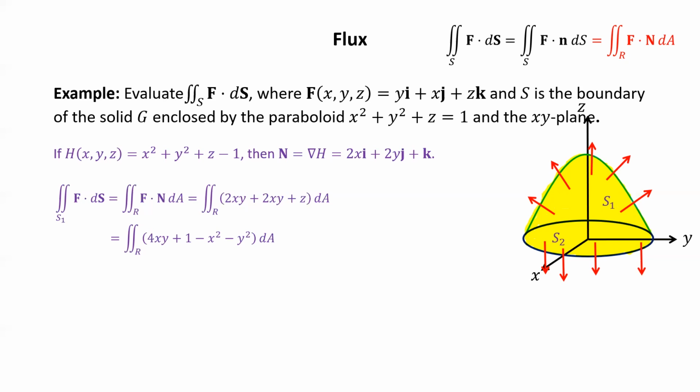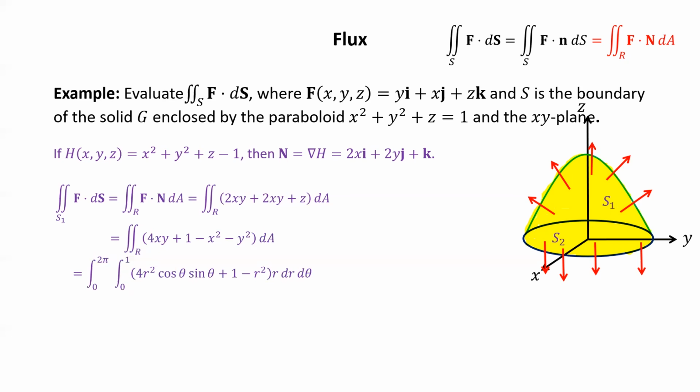And now we have to replace z by what it is in terms of x and y. Well, z is 1 minus x squared minus y squared. So we'll go ahead and do this in polar coordinates. So we replace x by r cosine theta and y by r sine theta. So we get 4r squared cosine theta sine theta plus 1 minus r squared. And remember, since we're changing to polar, we multiply by an extra factor of r dr d theta.